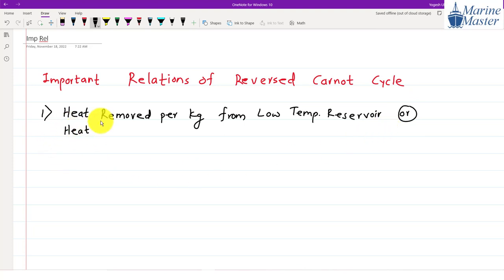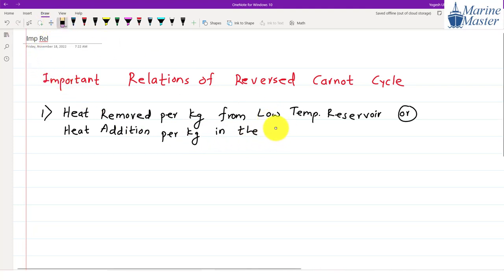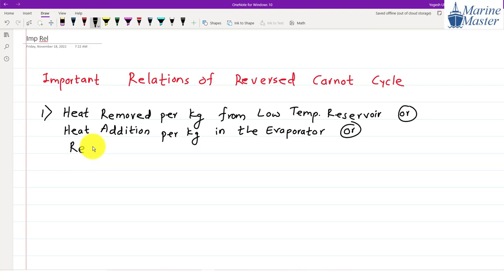Heat addition per kg in the evaporator. That heat is coming to the evaporator. Guys, try to understand the scenario. We can say it as the refrigeration effect, and that we denote by Q addition.